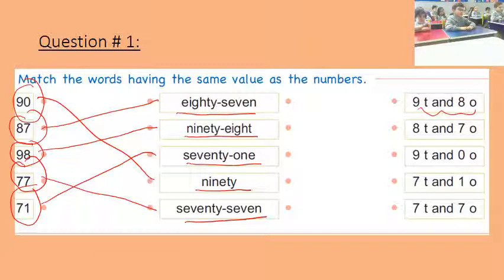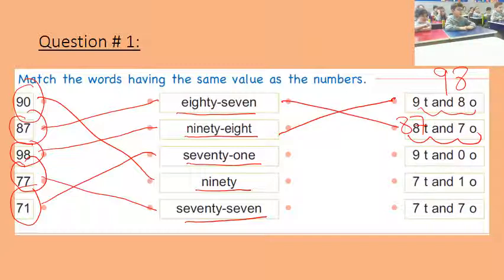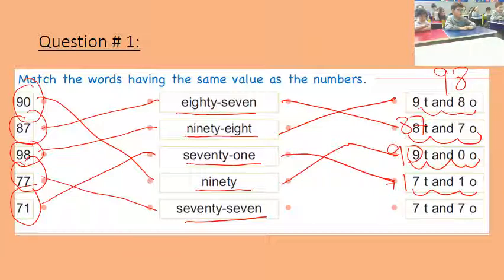We go to this side. 9 tens and 8 ones is 98. Okay, match the line from here to here. Is this correct? Yes. 8 tens and 7 ones is 87. Is this correct? Yes. 9 tens and 0 ones is 90. 7 tens and 1 one is 71. 7 tens and 7 ones is 77. Good job. Let's move to the second question.